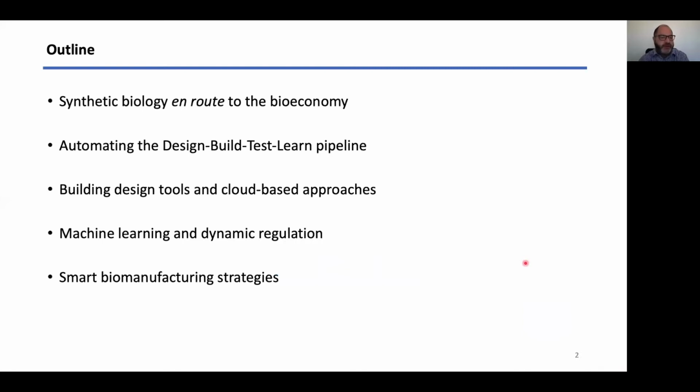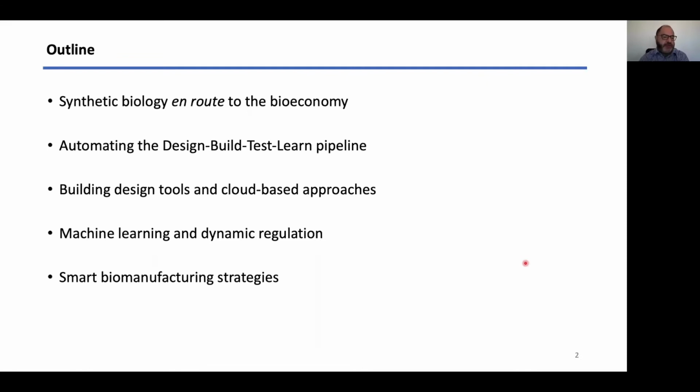First, I would like to give you just an outline of how my talk is going to be organized. First of all, I will discuss a little bit about synthetic biology. Probably most of you are already familiar with it. But what I'm going to discuss is how it is related to the bioeconomy and the role that it is going to play in the new bioeconomy. Then we will see how we are going in that direction through automating the design, build, test, and learn pipeline.